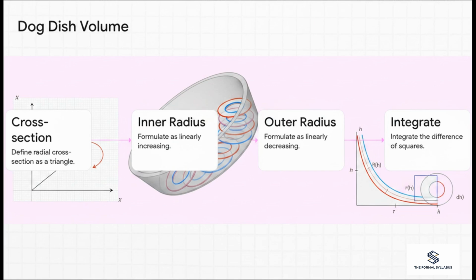And let's bring back our hook from the very beginning of the explainer, the dog dish. To find the exact material volume of a heavy, slanted plastic dog bowl, calculus steps right in. First, we define its 2D cross-section as a simple triangle. Now, because the bowl is slanted, the inner and outer radii aren't constant. They change. The inner radius increases linearly from bottom to top, while the outer radius decreases. We map those two varying radii, plug them straight into our washer method formula, integrate the difference of squares, and boom, we know exactly how much material is needed on the factory line.